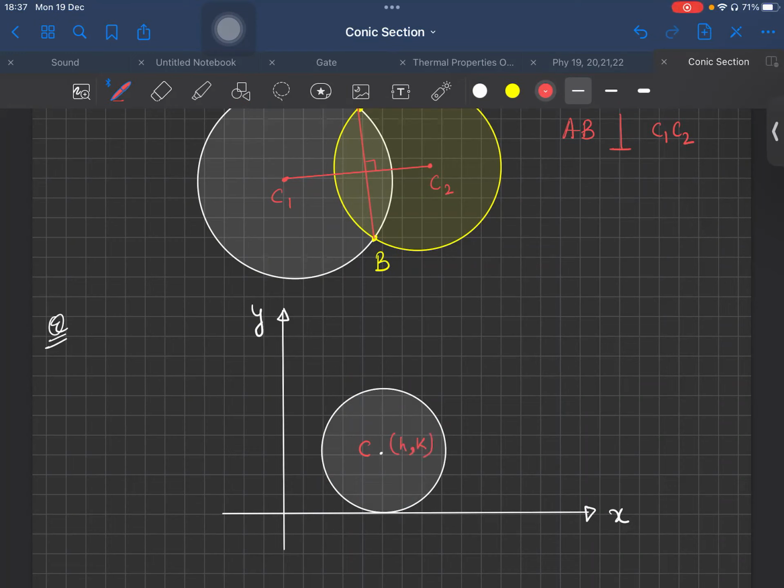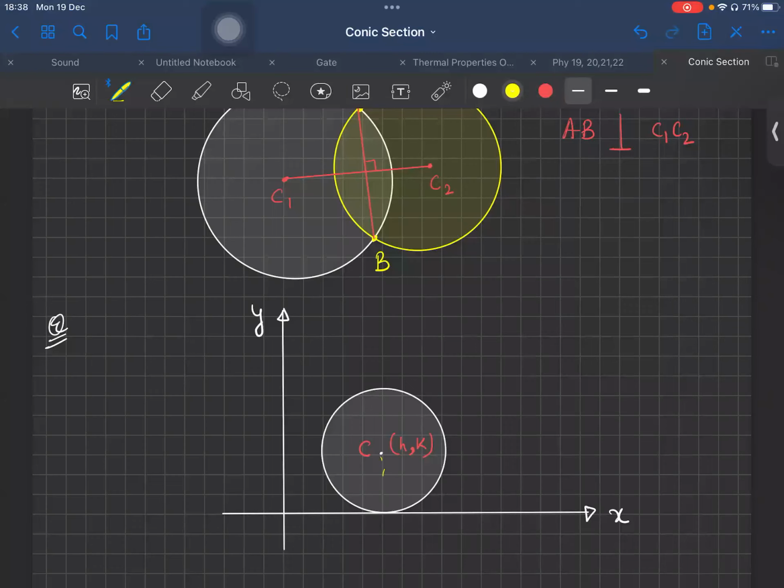Tell me the equation of the circle. Only this much is given. How will you find the equation? Shreya, can you find the equation? It is easy, no? Anyone? Murli, can you find this or not? Sir, not sure.